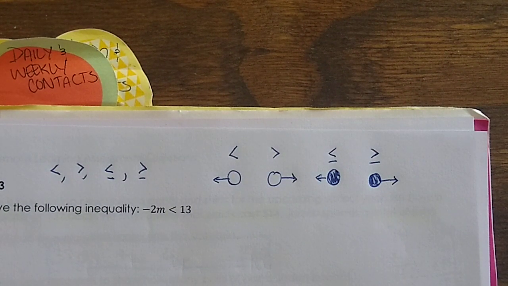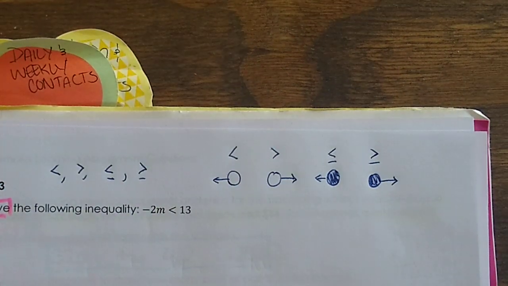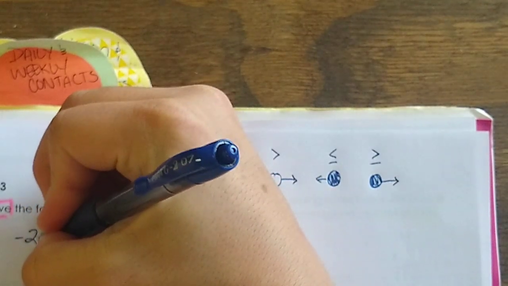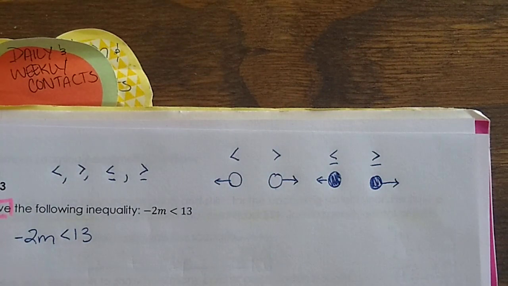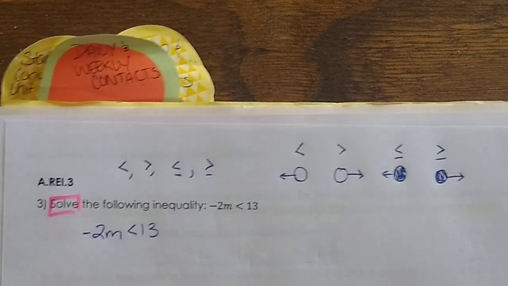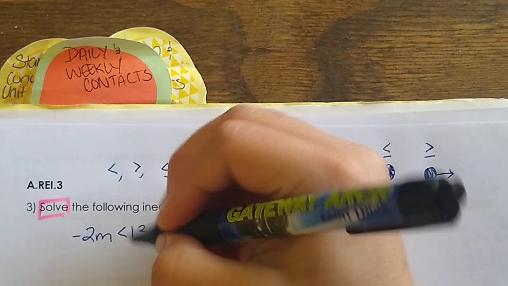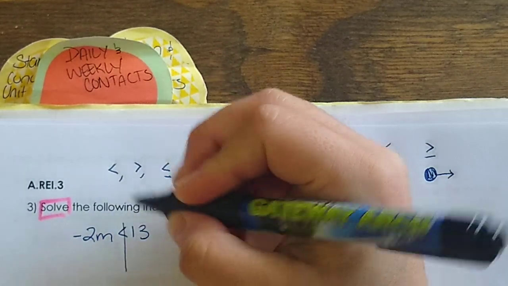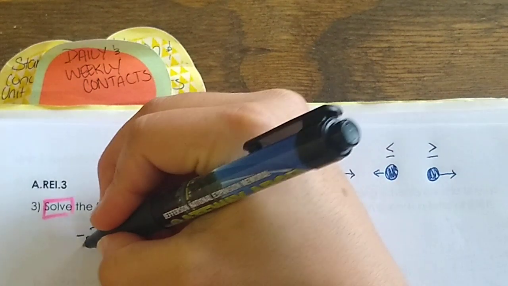So our job here is to solve this inequality. So we're just diving in and using our properties of equality right off the bat. So I have negative 2m is less than 13. So I just have to think, okay, what is happening here? I am trying to solve for the value of m, which means that I am, quote unquote, trying to get m by itself. So I have to think, what is negative 2 doing to m? Well, it is multiplying. Therefore, I must divide.